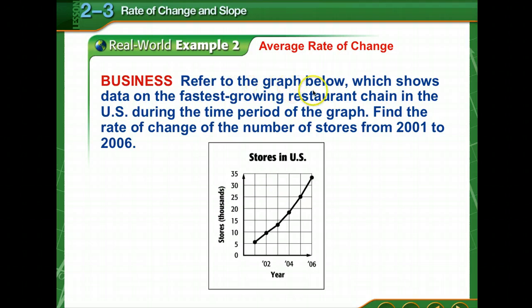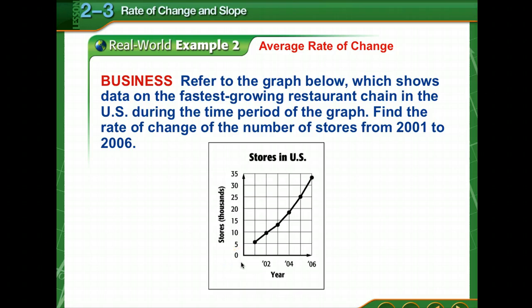Okay, refer to the graph below, which shows data on the fastest growing restaurant chain in the United States during the time period on the graph. So it looks like we're looking from 2000 to 2006. Find the rate of change in the number of stores. Okay, so they start graphing at 2001 to 2006.